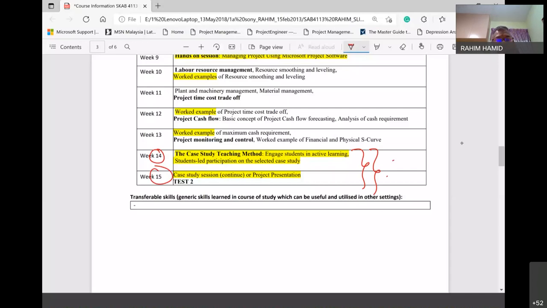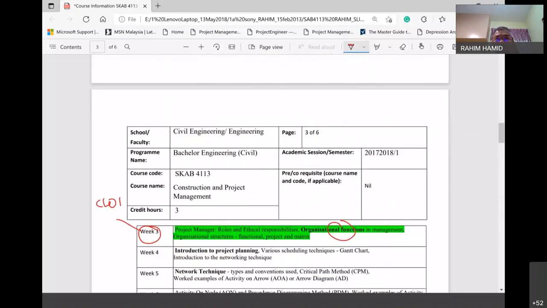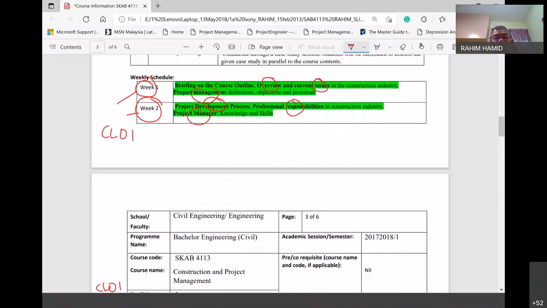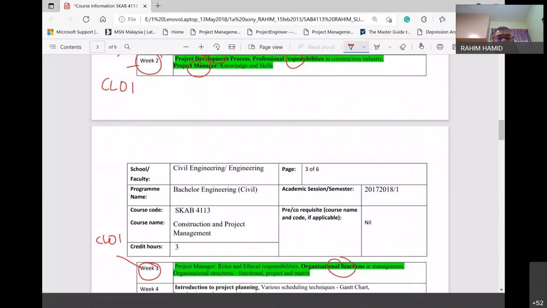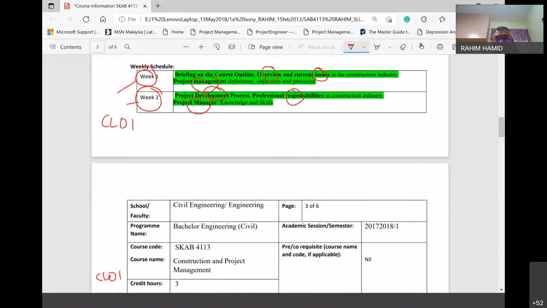But due to these online things, we might not be able to. So normally, if we are doing face to face, the last week we allocate that time for the case study. So it is just nice. You have completed learning everything. Actually, case study, even though we attach it to CLO1, everything that you study can be used to answer all the questions related to project management because they are interrelated anyway.